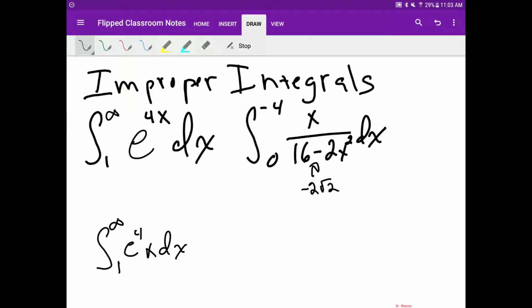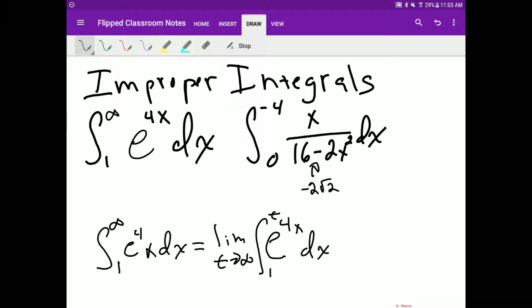Okay. All right. Well, we're going to start by saying, let's take the limit as t goes to our problem value, which here is infinity, of e to the integral of 1 to t of 4x dx. So we're substituting t into the upper limit of our integral.